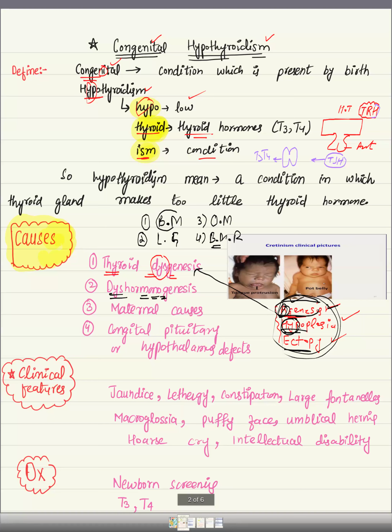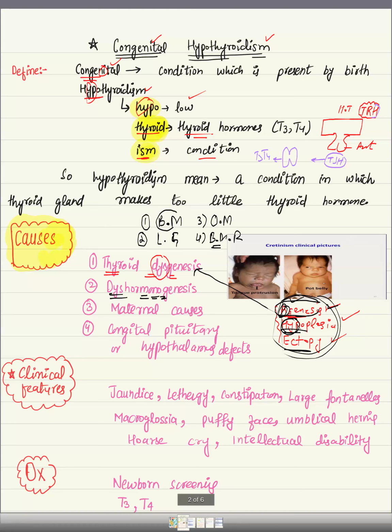The one example I gave you: if the person has a problem in the hypothalamus, it definitely can lead to low TRH. If the TRH is low, definitely TSH is low. If the TSH is low, you are not going to make T3 and T4. Likewise, if the person is suffering from pituitary ischemia or pituitary infection, in that case TSH is not going to be produced from the pituitary gland. When TSH is not produced, your thyroid gland is not stimulated and is not going to produce T3 and T4.